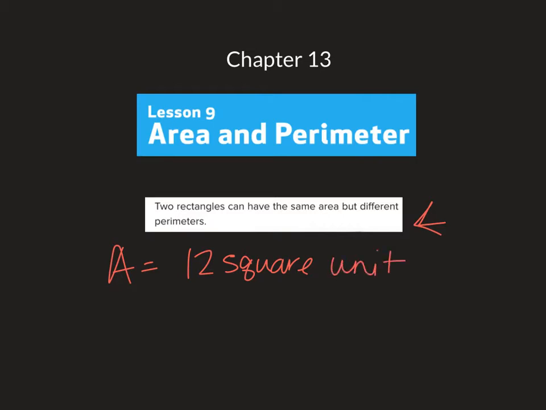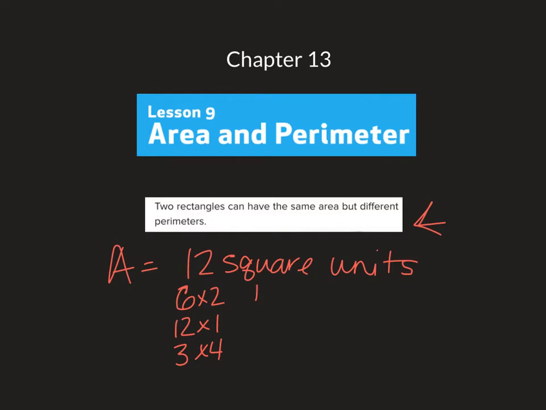12 square units. What factors, remember factors are numbers we multiply together to get a product. What factors can we multiply together to get 12? We could multiply 6 times 2, 12 times 1, or 3 times 4. All of those numbers we can multiply together to get 12. So that means, because to get the area, we multiply a length times width.